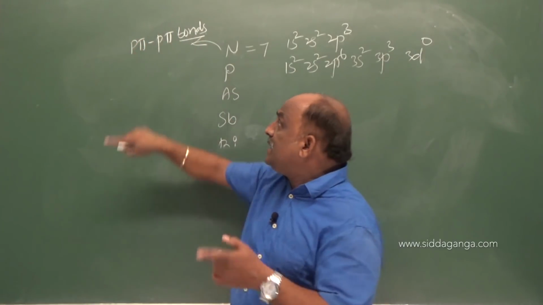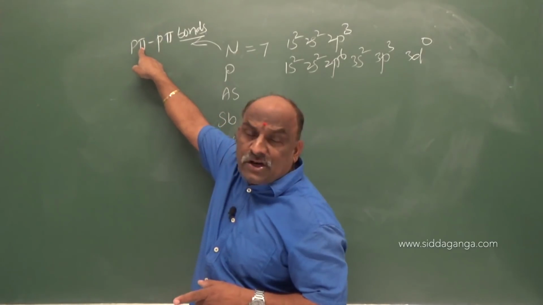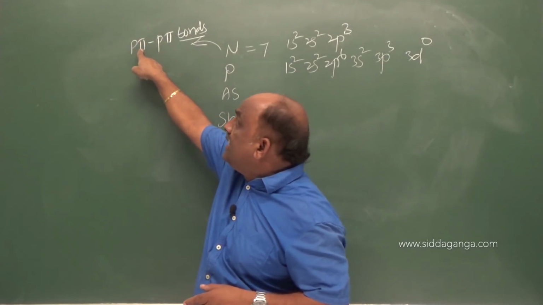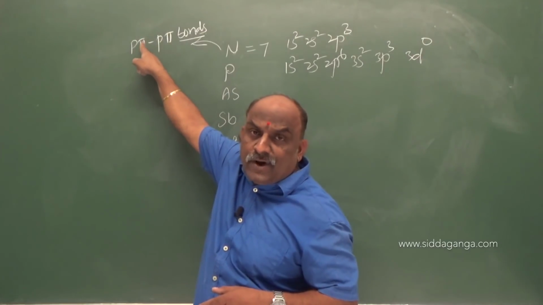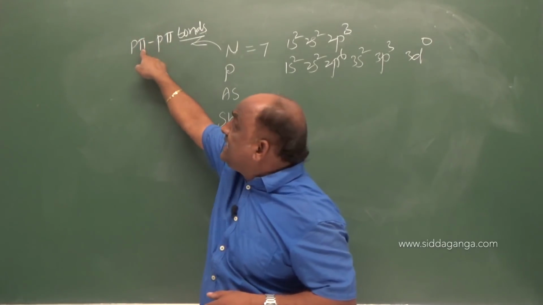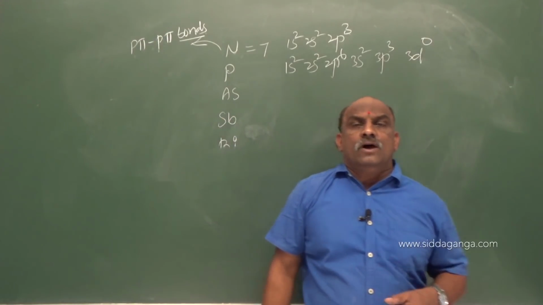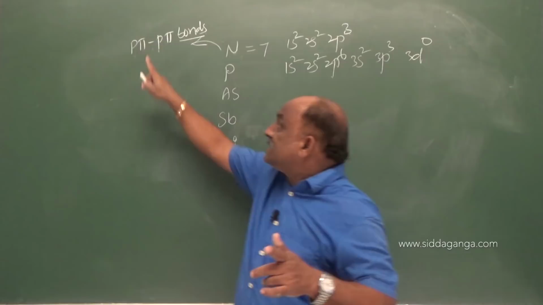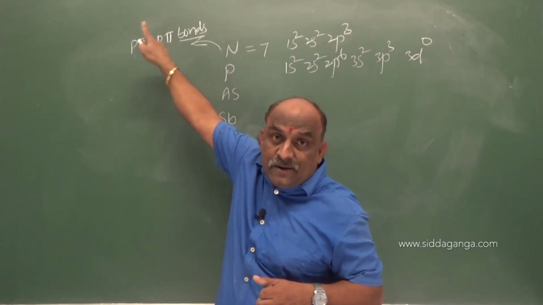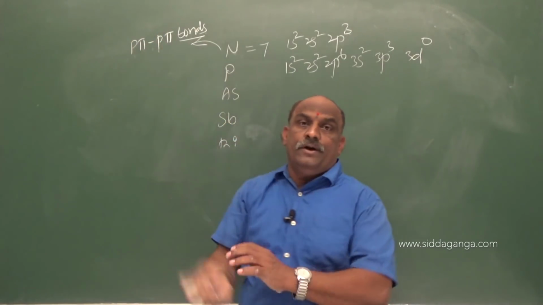P pi. Formation of pi bond. Pi means pi bond. Formation of pi bond with respect to p orbitals is p pi bond.